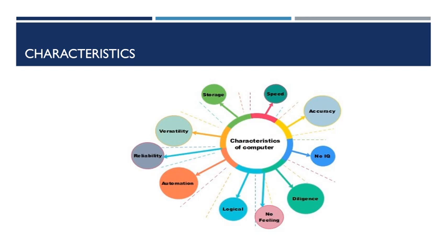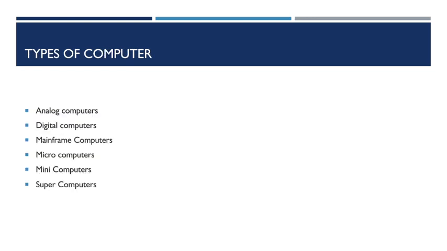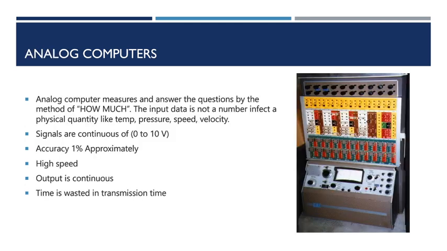So these are the main characteristics of a computer. Next, what are the types of computer? What all types of computers are available in our society? So there are analog computers, digital computers, mainframe computers, microcomputers, mini computers and supercomputers. So let us discuss all these computers in a detailed manner.